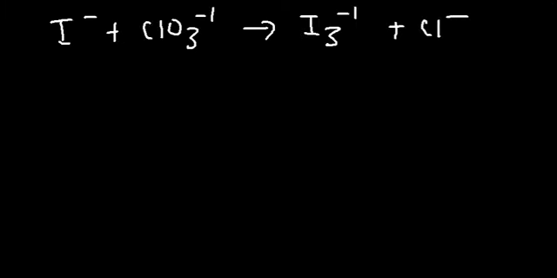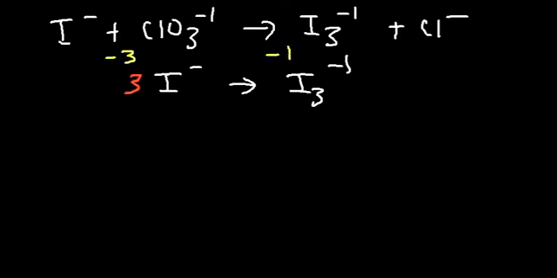So let's start with iodine. So we have I minus converting into I3 minus. So first let's balance the atoms. We have 3 iodine atoms on the right side. Let's put a 3 in front on the left side. So the total charge on the left side is minus 3. On the right side, minus 1. And these numbers differ by 2. And negative 1 is larger than negative 3 on the number line, so we're going to add 2 electrons to the right side.